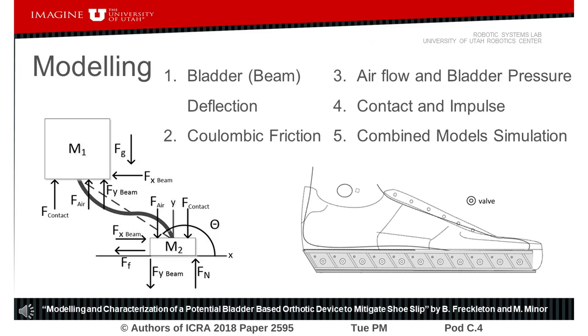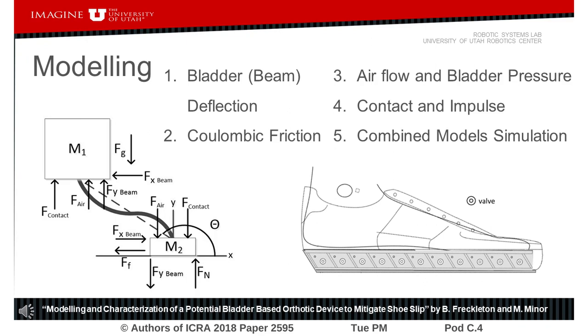Modeling of the system begins by analyzing the various forces acting on the shoe and the human system. For simplicity, the human is modeled as a large mass M1 and the shoe is a very small mass M2. The figure on the left depicts a free body diagram of the various forces in the model, and the figure on the right shows a simple schematic of the potential device.